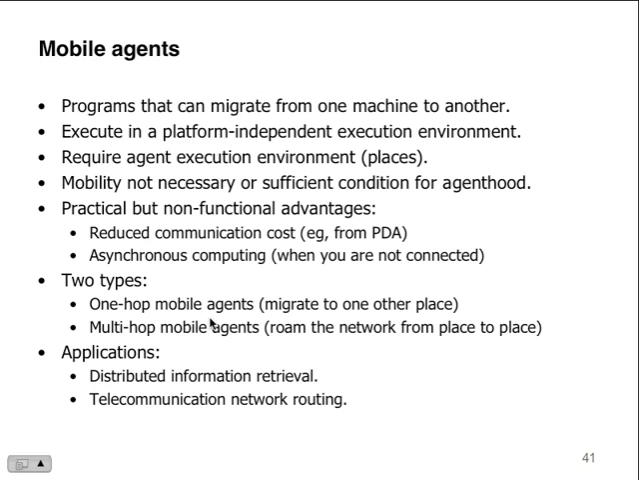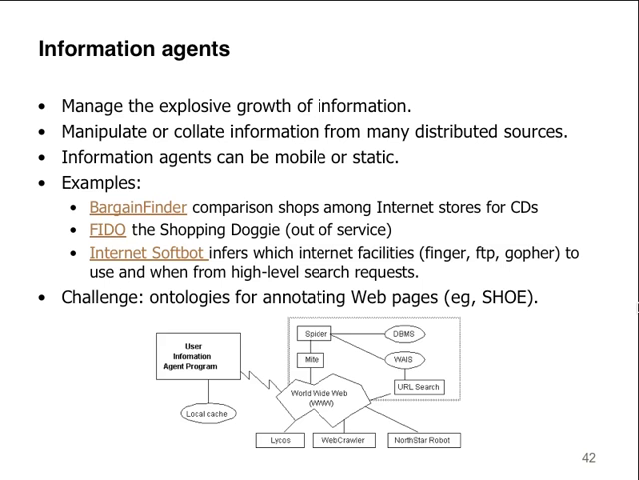Some applications of this: distributed information retrieval. Your information retrieval AI search engine agents are multiple mobile agents. And telecommunications network routing. Routing systems have mobile agents inside of them that determine different routes.